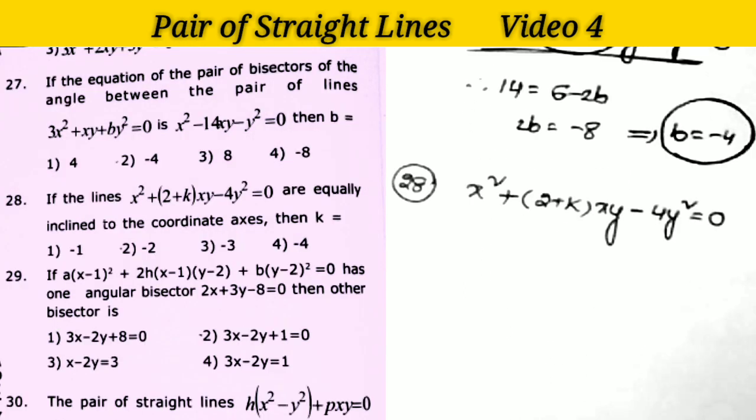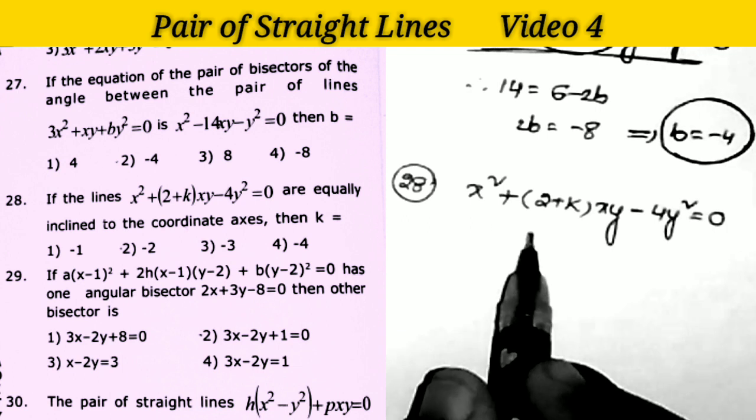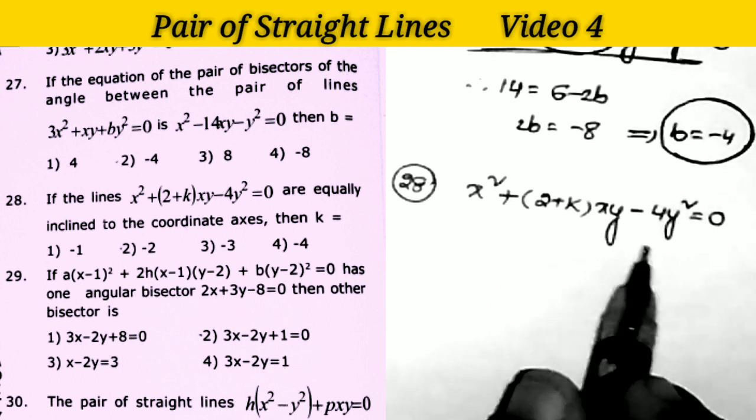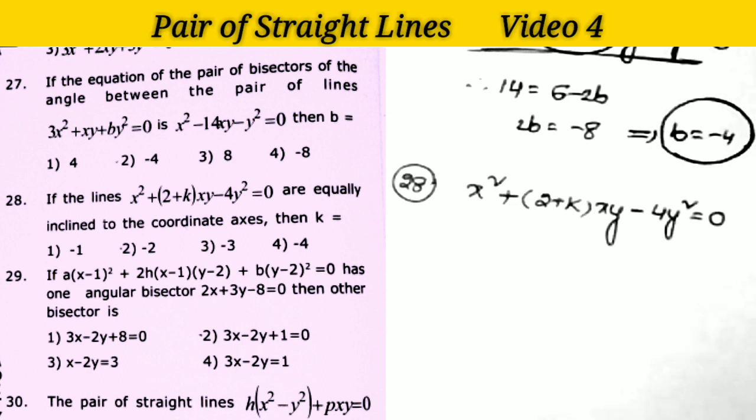Okay. Next question, sum number 28. If the lines x square plus (2 plus k) into xy minus 4y square is equal to 0 are equally inclined to the coordinate axis, then what is the k value?